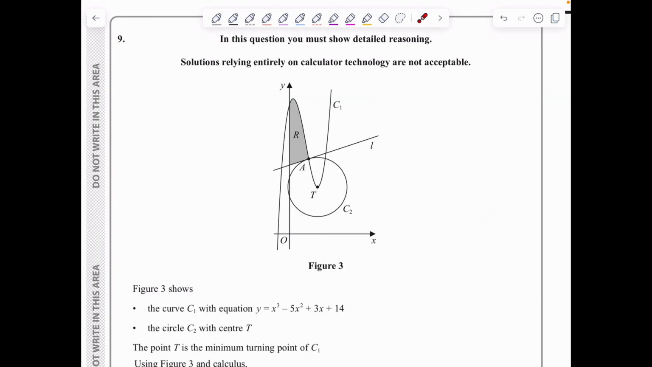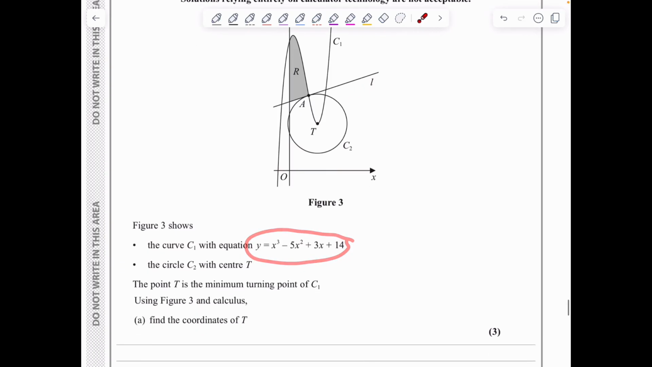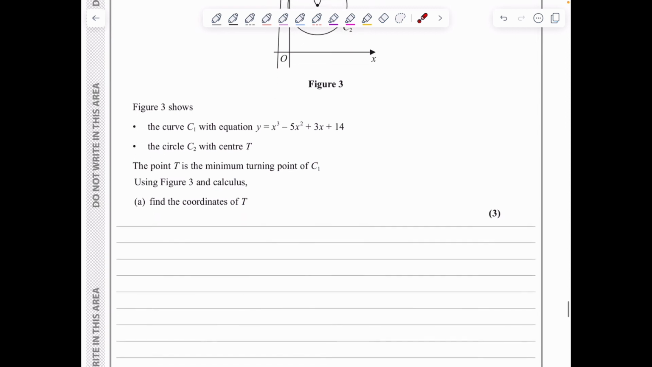In question 9, we've got a curve C1 with equation y is x cubed minus 5x squared plus 3x plus 14. We are told that point T here is a minimum turning point of C1, and we need to use the figure and calculus to find the coordinates of T. So calculus means differentiation in this case. So starting with y is x cubed minus 5x squared plus 3x plus 14, we will proceed in finding an expression for dy/dx.